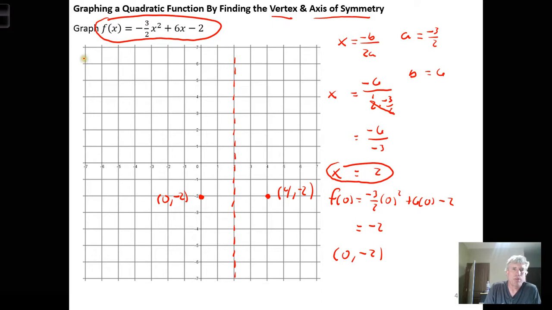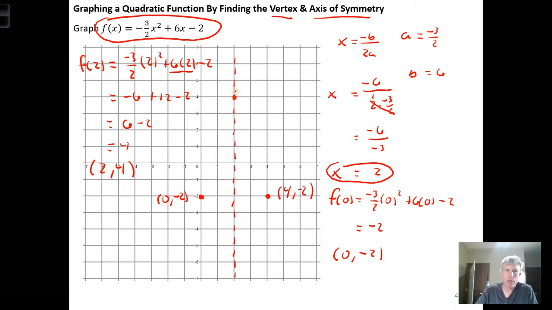So we just plug 2 into the function. We do f of 2 equals negative 3/2 times 2 squared plus 6 times 2 minus 2. So 2 squared is 4, divided by 2 is 2. 2 times negative 3 is negative 6, plus 12 minus 2, which is 6 minus 2, equals 4. So the vertex is going to be located at the point 2, 4. So I go over 2, up 4, vertex located on the axis of symmetry.